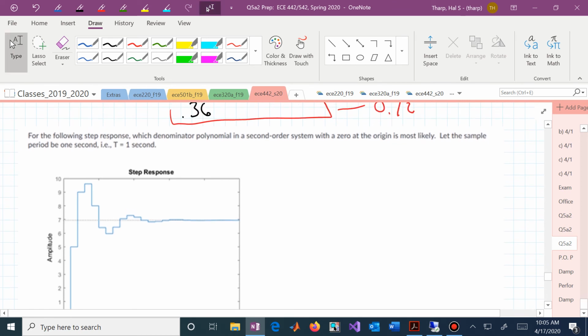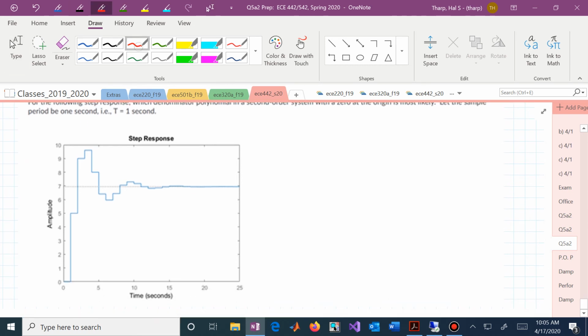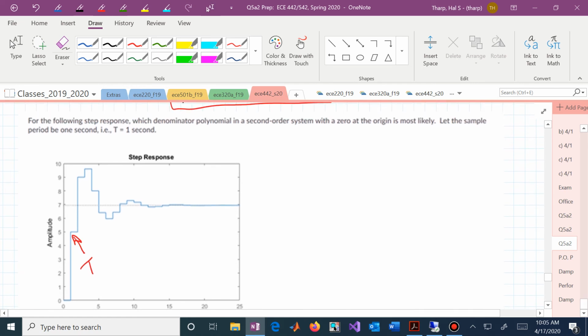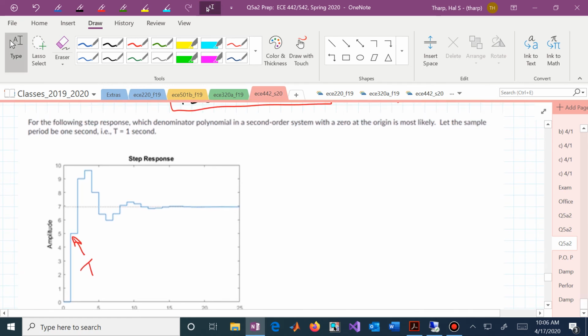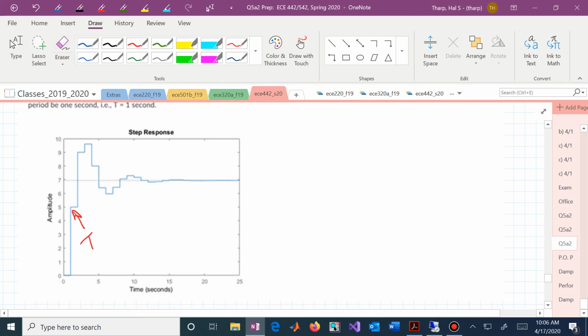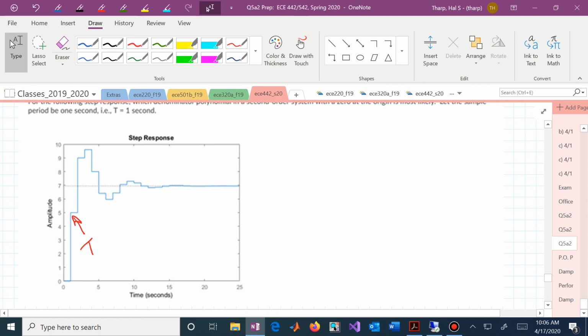For the following step response, which denominator polynomial in a second order system with a zero is most likely? So now we're looking for the denominator polynomial. Here, again, we need to count the periods to get us to our peak, because we need the denominator, we need time to peak, and again, finding the settling time is a little suspect here. How many samples does it take to settle? I can't tell what's 1% of 7 and find out what that sample is. So let's now use zeta from our percent overshoot and theta sub d from our peak time.